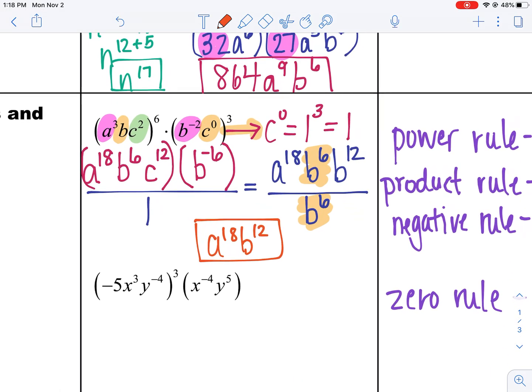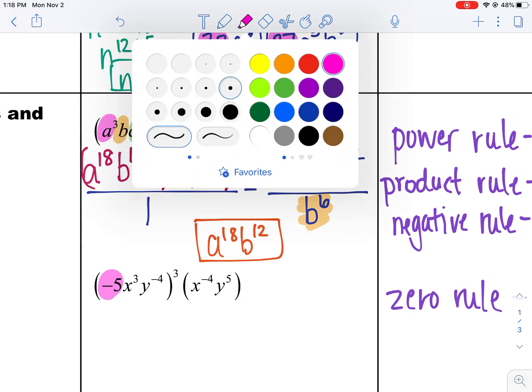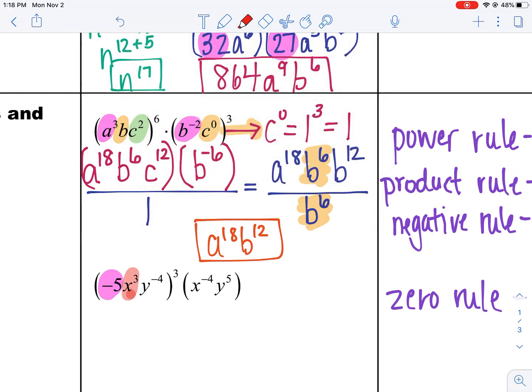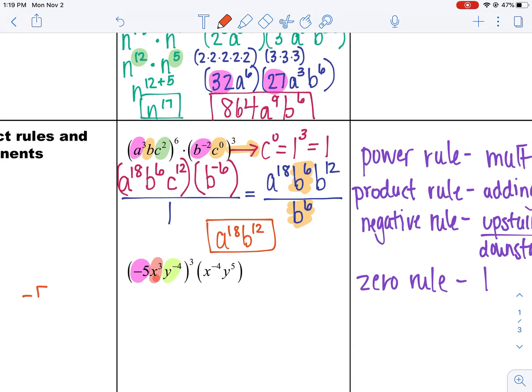All right, in our last example, let's identify those terms so we make sure we're applying our power of 3 correctly. So I have a negative 5, I have a x to the 3rd, and I have a y to the negative 4th. So I'm going to apply that power of 3 to each of those. If you need to come over to the side to do that power not in your head, do so you don't mess up those negatives.